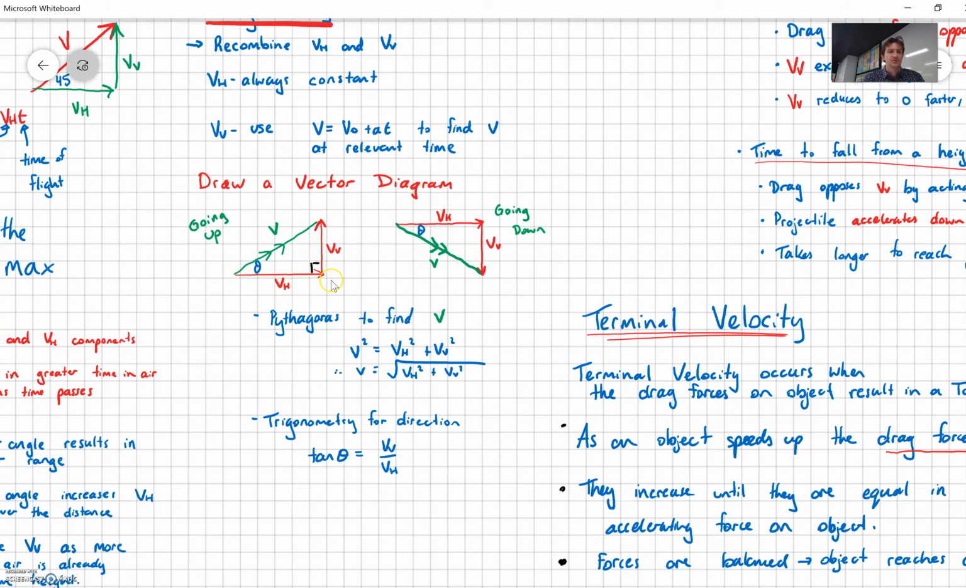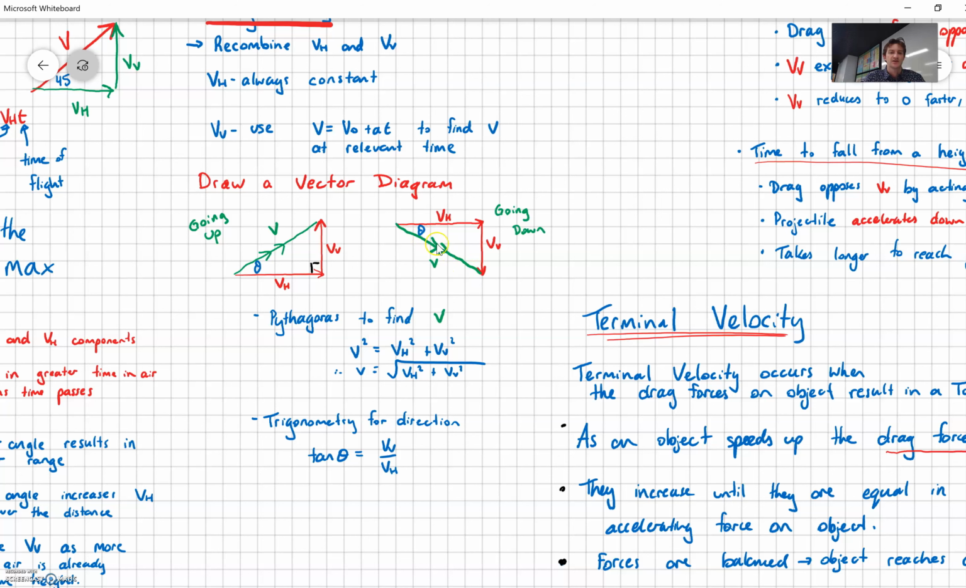Then to find the total velocity, we draw a vector diagram by adding the two components together to get the hypotenuse, which will be the total velocity at a particular angle, which could be going up or going down depending on what the vertical velocity is doing, whether it's positive or negative, going up or going down. Then to find that total velocity, we use Pythagoras to find it, because that's a right angle triangle.